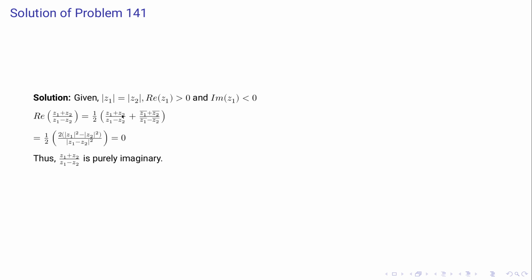If we solve this by multiplying the two denominators and then multiplying the corresponding numerator with the other denominator, then we get this as 1 by 2 into mod of Z1 square minus mod of Z2 square divided by mod of Z1 minus Z2 whole square. Now since mod of Z1 is equal to mod of Z2, the numerator would be 0, making the whole thing 0. So that means the real part of this complex number, that is Z1 plus Z2 by Z1 minus Z2, is 0, making it purely imaginary.